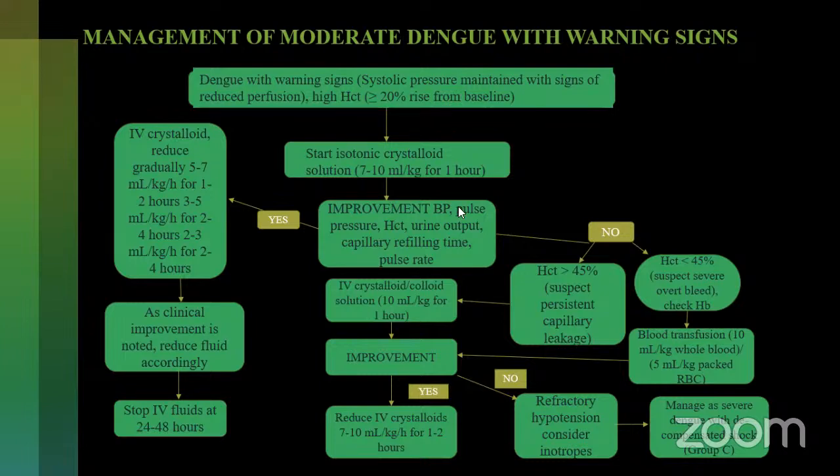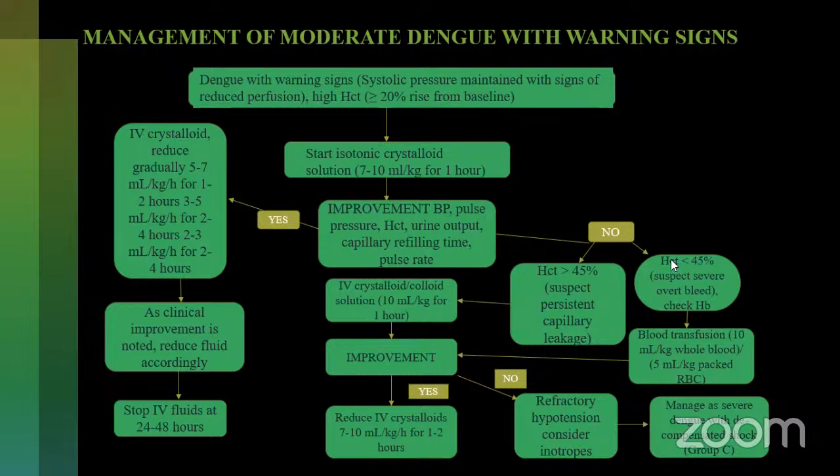In case there is no improvement seen at the first step here, then we need to look at the hematocrit. So if the hematocrit is more than 45%, which means there is a persistent capillary leakage and these patients require further fluids, we can make the infusion 10 ml per kg for the next 1 hour, and then further look for signs of improvement, and we can decide to de-escalate to 7 to 10 ml per kg for the next 1 to 2 hours based on the improvement.